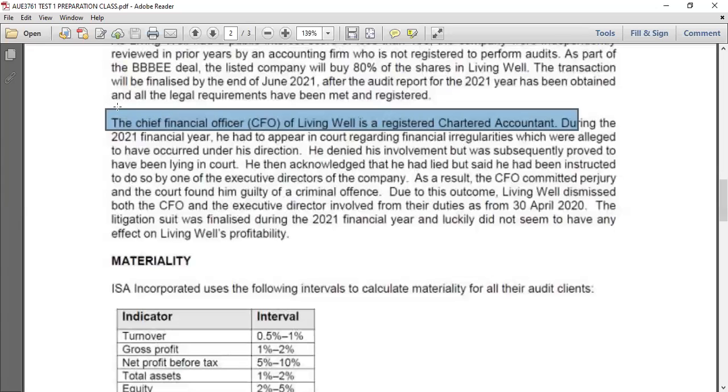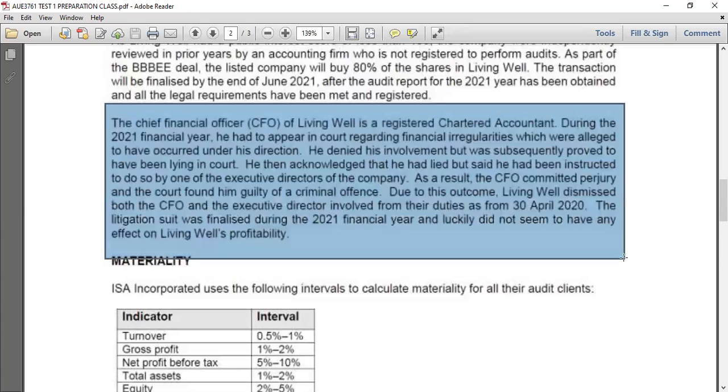Right, I think our answer will come from this part. The chief financial officer of Living Well is a registered chartered accountant. During the 2021 financial year, he had to appear in court regarding financial irregularities, which were alleged to have occurred under his direction. He denied his involvement, but was subsequently proved to have been lying in court. He then acknowledged that he had lied, but said he had been instructed to do so by one of the executive directors of the company. As a result, the CFO committed perjury and the court found him guilty of a criminal offense. Due to this outcome, Living Well dismissed both the CFO and the executive director involved from their duties as from 30 April 2020. The litigation suit was finalized during the 2021 financial year and likely did not seem to have any effect on Living Well.